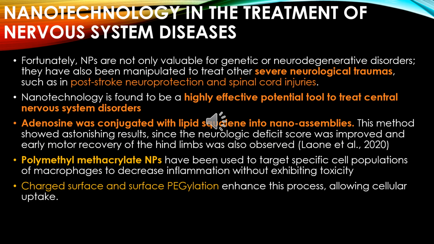Next, we'll see the application of nanotechnology in the treatment of nervous system diseases. Fortunately, these nanoparticles are not only a valuable tool for genetic or neurodegenerative disorders, they have also been manipulated to treat several other neurological complications or traumas such as post-stroke neuroprotection and spinal cord injuries. These are major and complex problems, but studies have proven that nanotechnology can help to fight these severe diseases.